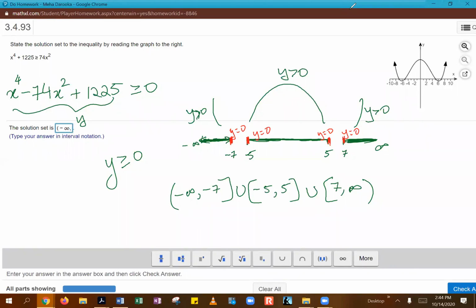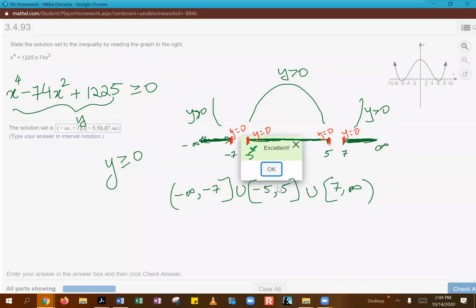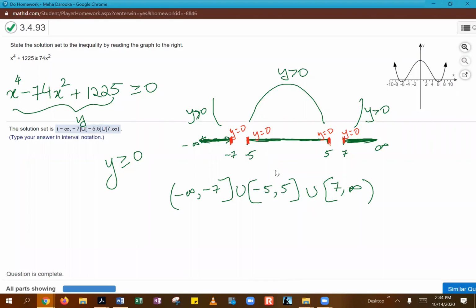So going from negative infinity to -7, including that answer, then union -5 to 5, a union again, and then from 7 to infinity. So at each endpoint, we are including them. Let's check our answer here. And there you go.